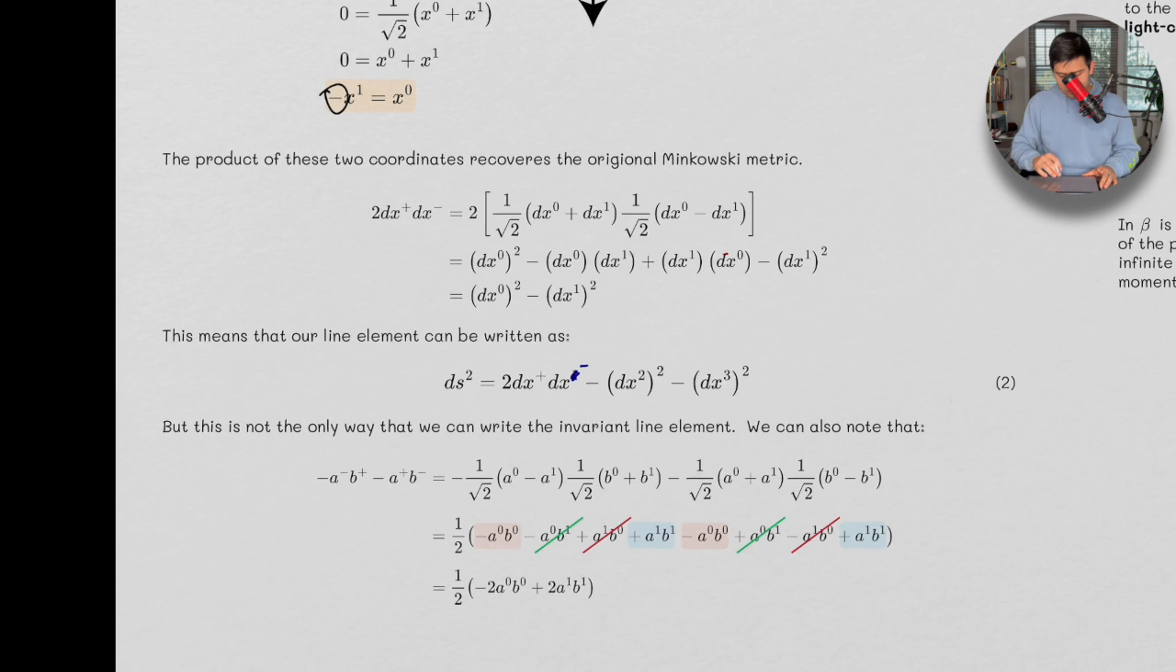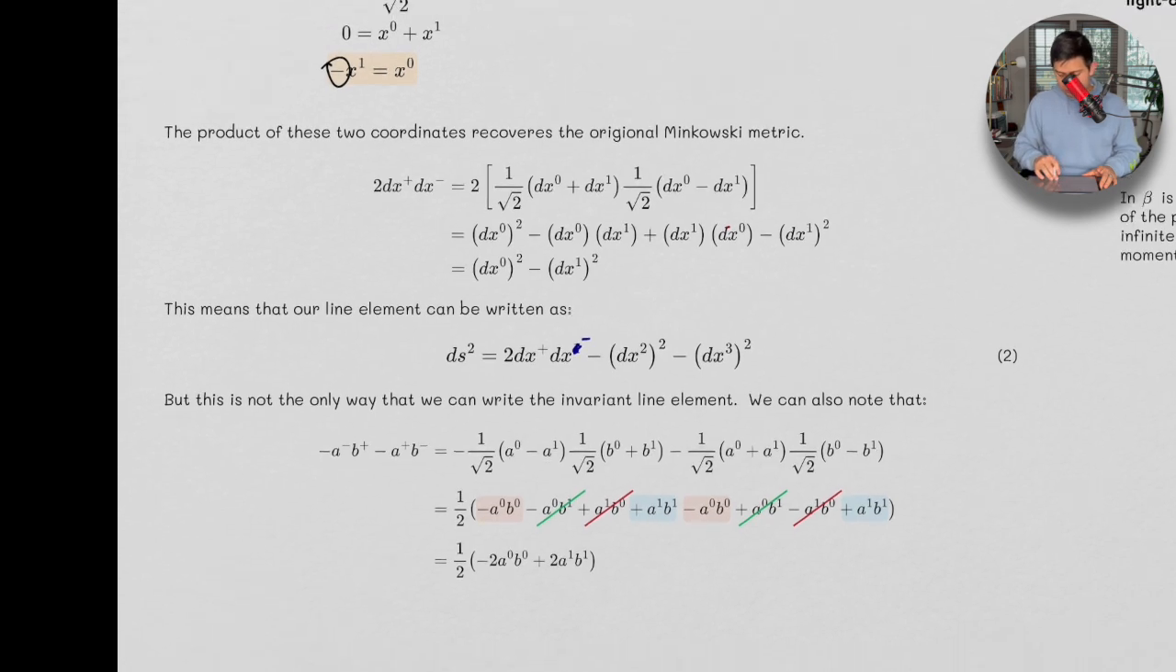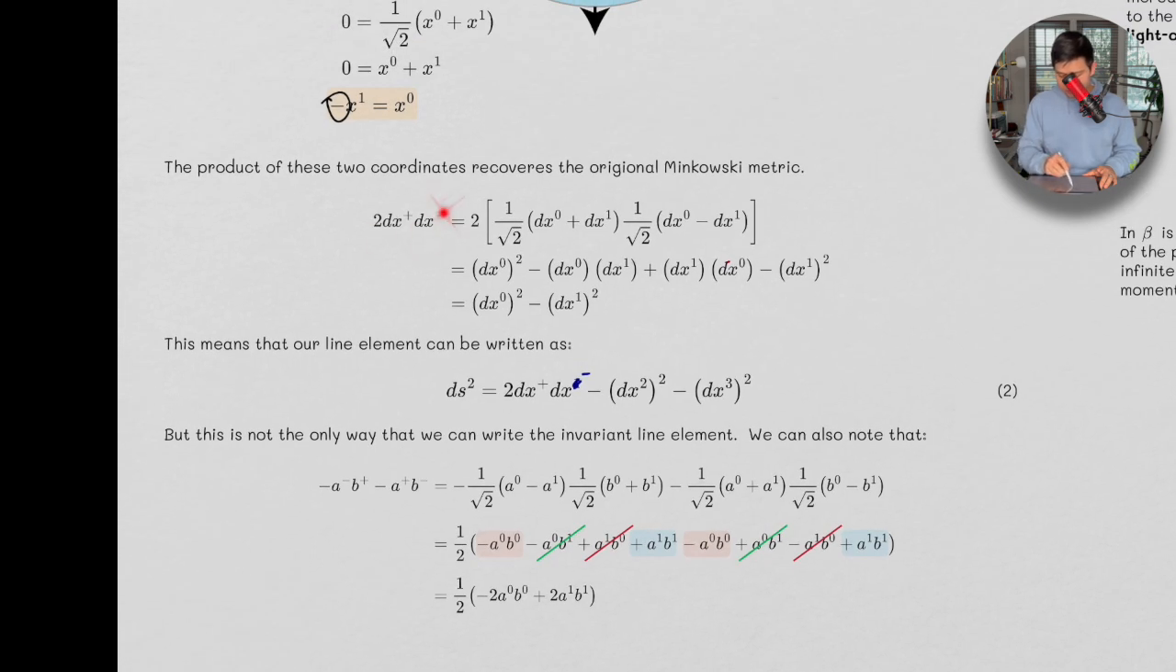All right. So the product of these two coordinates recovers the Minkowski metric. So if we multiply the two, here's our plus, here's our minus, and we multiply all this out. Okay, we cancel out our square root 2's with our 2 right here. And then these will cancel, right? And so we get this. So we can rewrite our line element then as these two, and then we have the other two here, right?